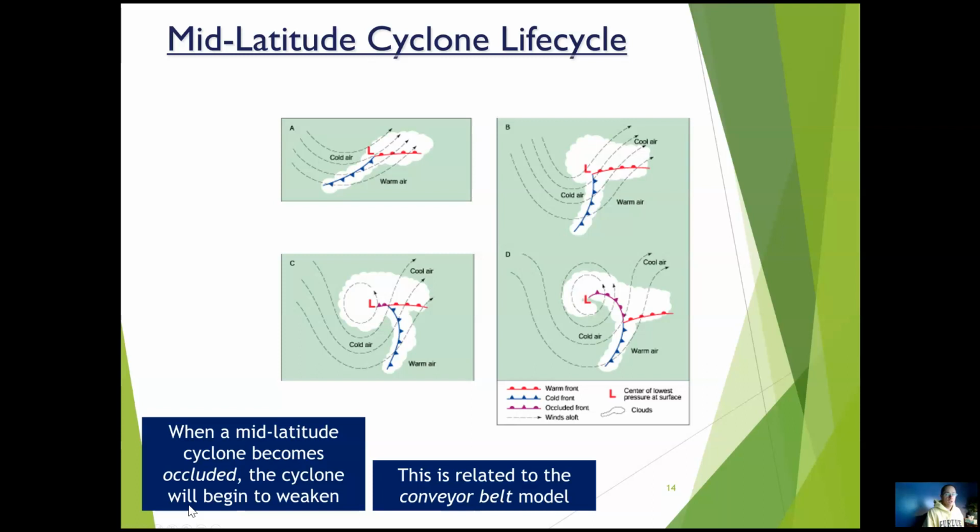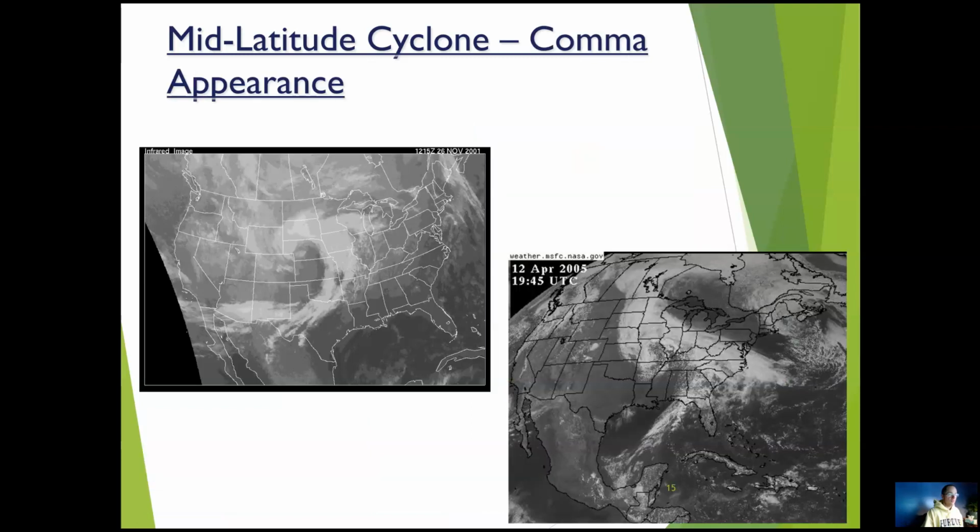And so this is related to what we refer to as the conveyor belt method. And we're going to have a couple of slides coming up here shortly to give a little bit of information on different conveyor belts, a warm and a cold conveyor belt in particular. And so what you've seen with this spin, this counterclockwise motion around a mid-latitude cyclone in the northern hemisphere, is what we oftentimes see on satellite.